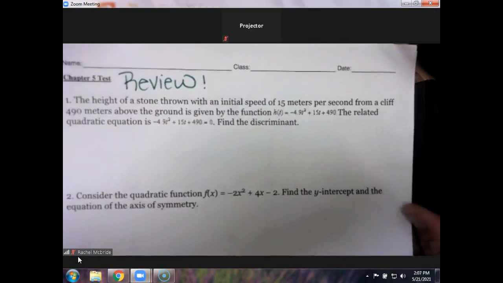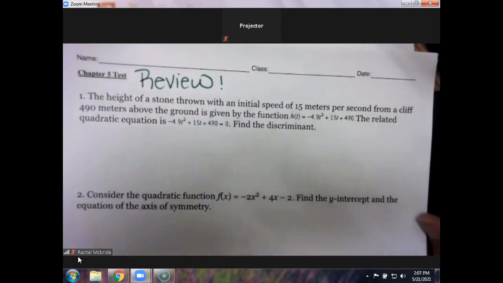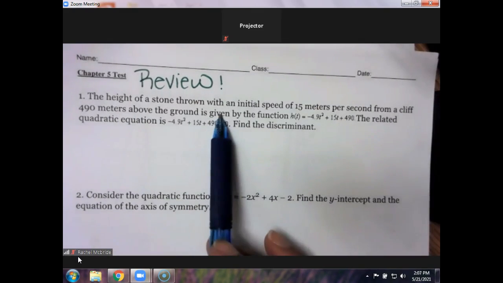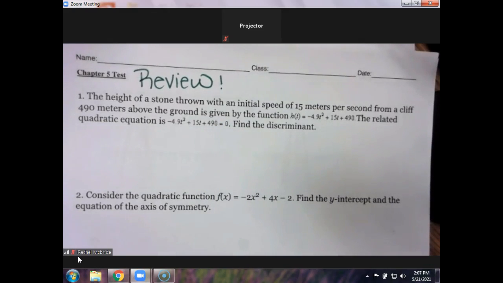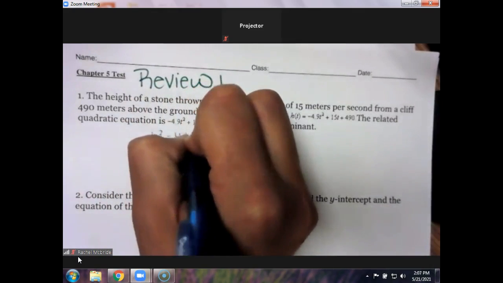So it says the height of a stone is thrown with an initial speed off the cliff at a height of 490 meters. The related quadratic equation is given below. Find the discriminant. Remember that the discriminant is b squared minus 4ac.